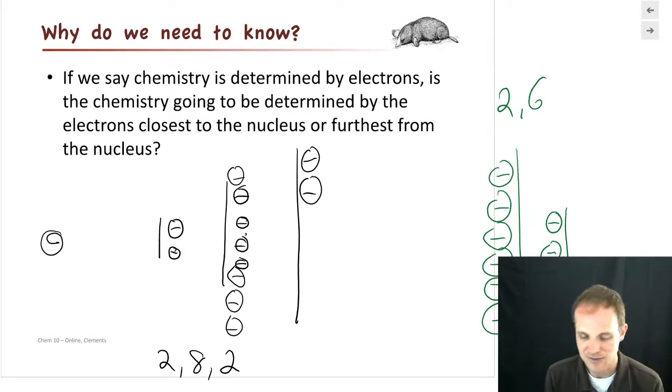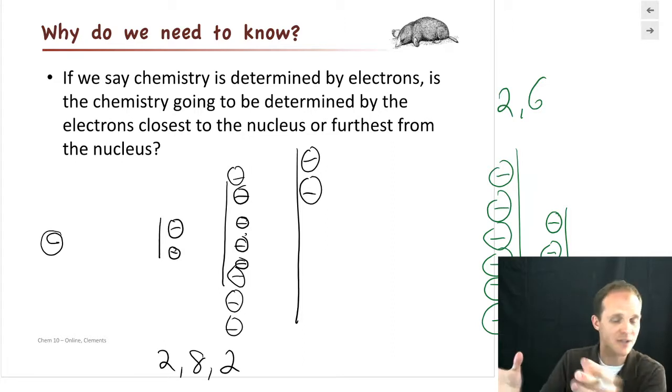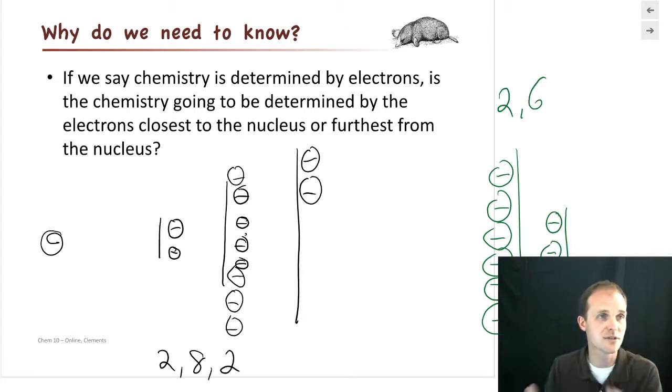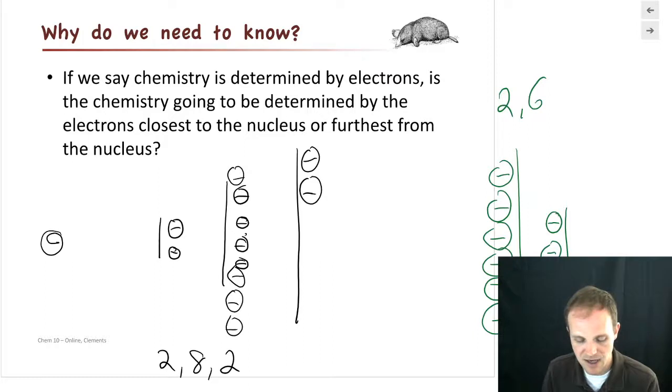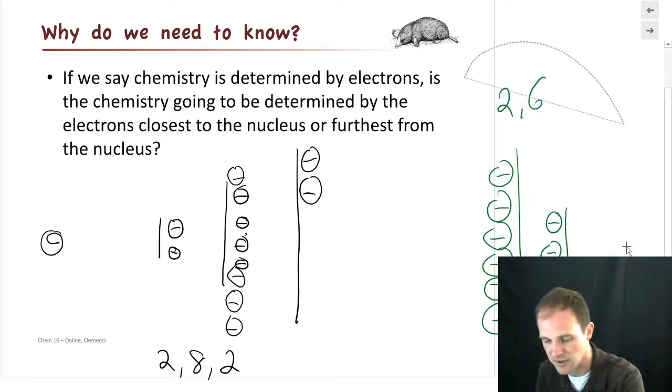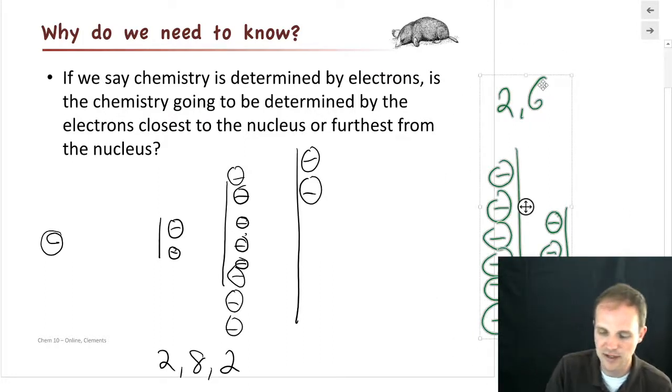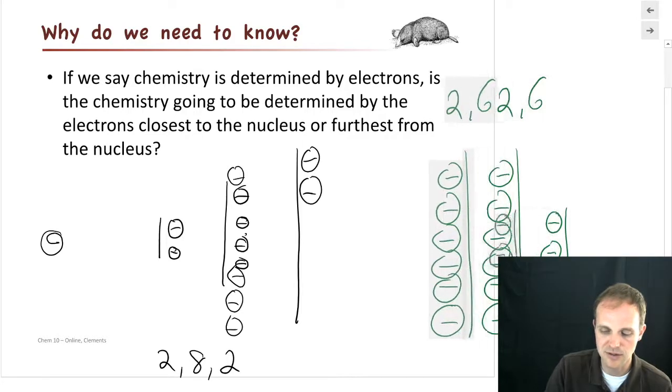So how are they going to interact with each other? Are all those electrons on our black one going to interact with all those electrons on the green one? As they come close to each other, what we're going to do is we're going to highlight this guy and we're going to start moving him closer to the other one.